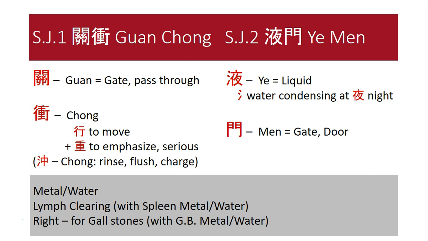So both points seem to be pointing to the lymphatic system. Both of these points are used together as the metal-water combination for the channel. I do not tend to check San Jiao 6, the fire point, for sensitivity very often, but San Jiao 1 and 2 are used often for lymph clearing, with spleen metal water, spleen 5 and 9. And on the right side, San Jiao 1 and 2 are used for gallstones, together with right side gallbladder metal water, gallbladder 43, 44.